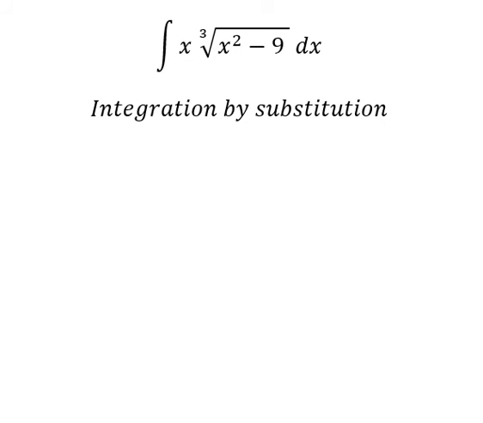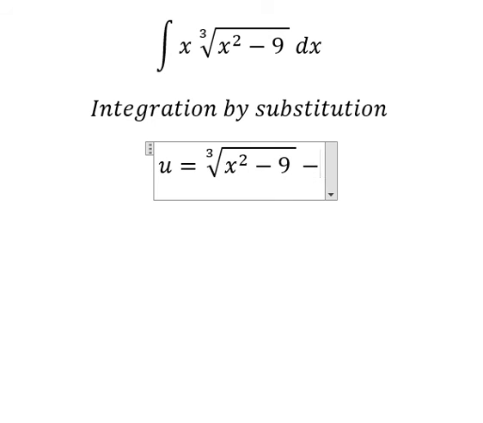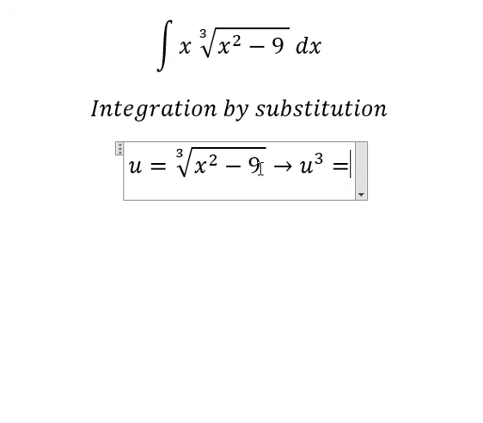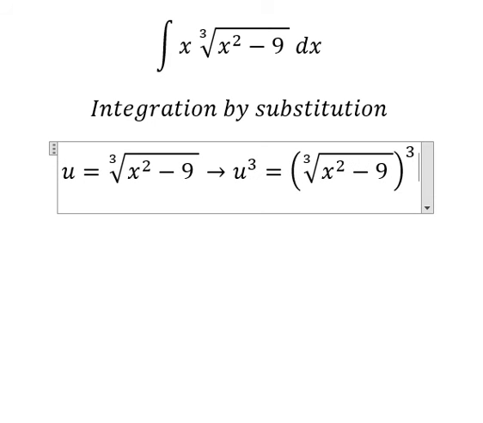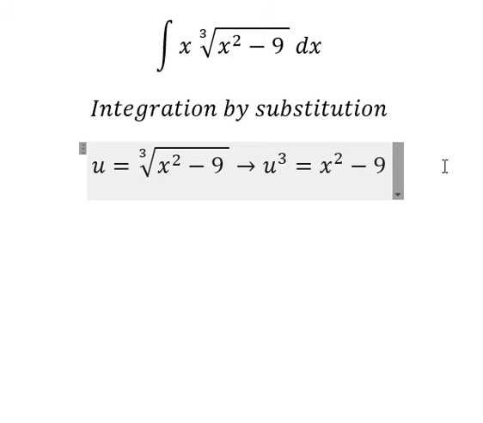So I will put u equals this one. So we put the power 3 on both sides to cancel the root. So this one we have s squared minus 9. Later, we need to first do the derivative for both sides.